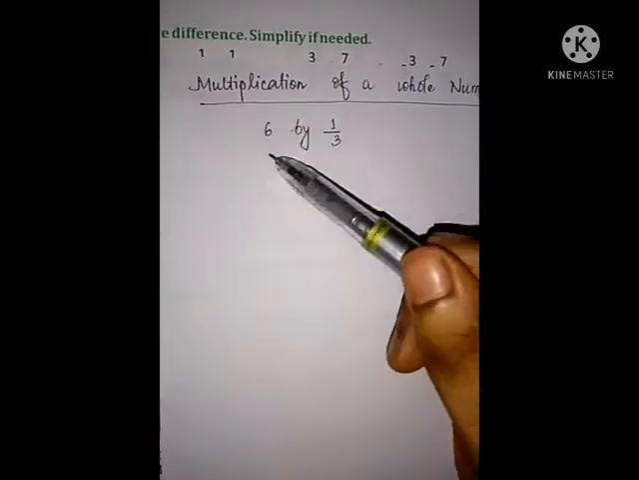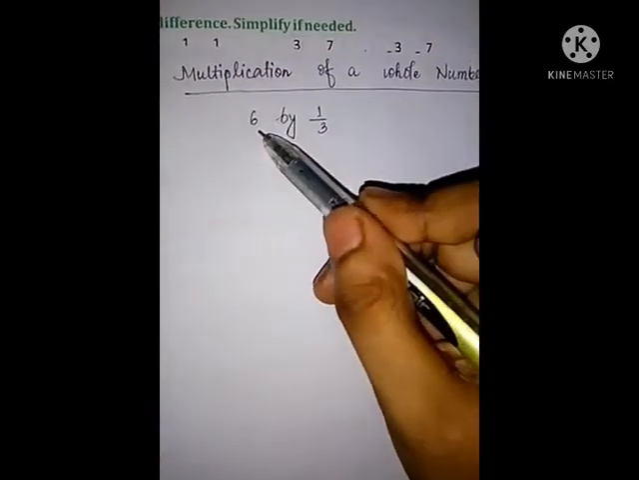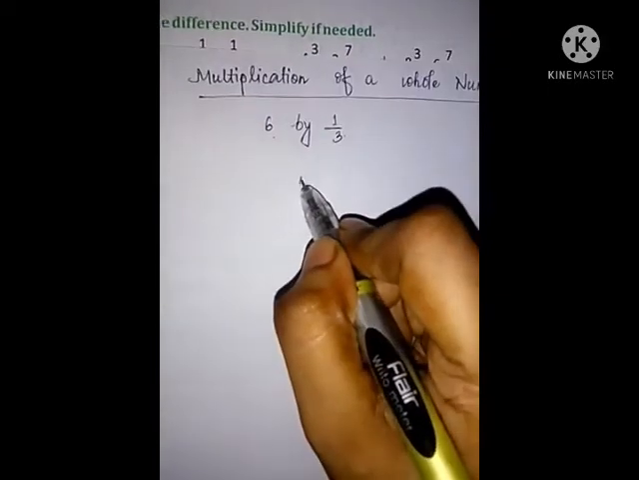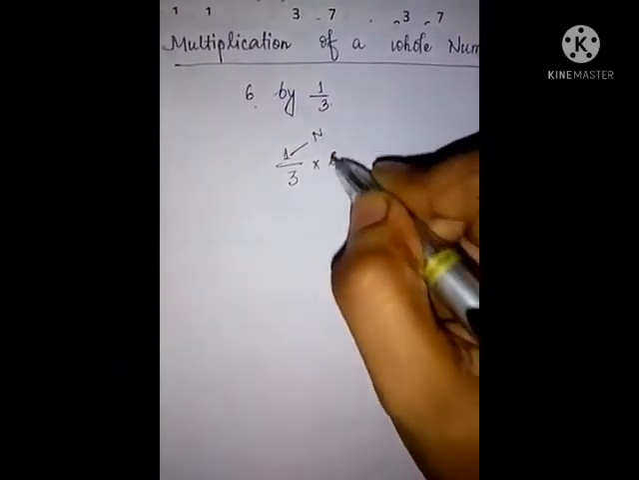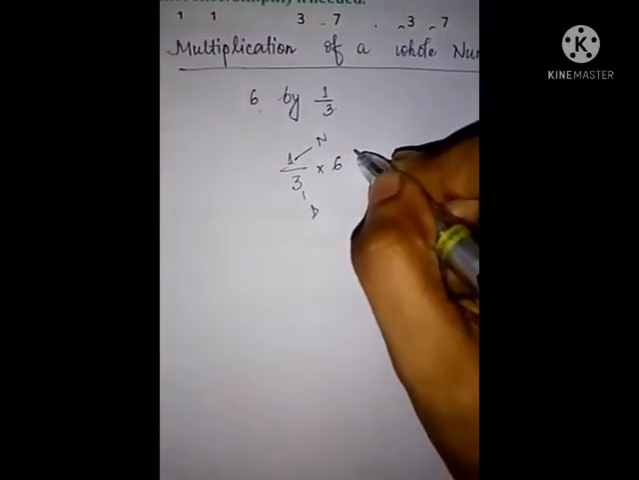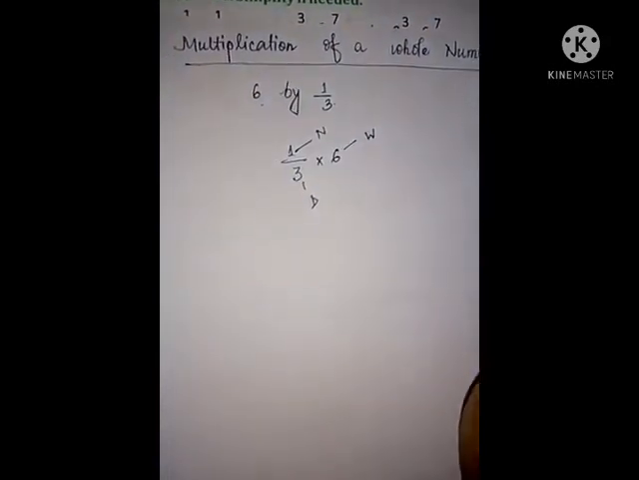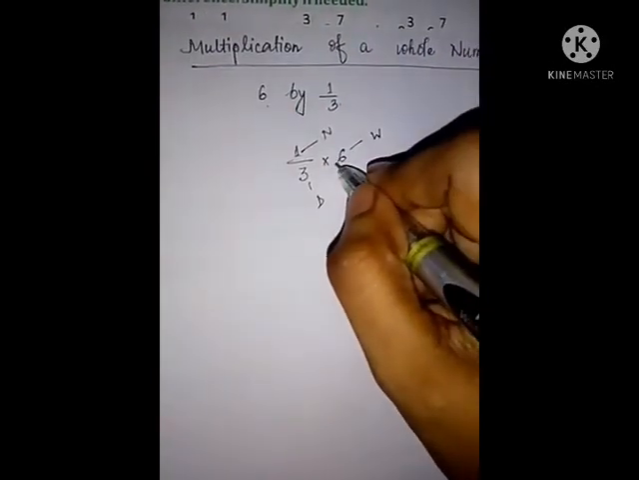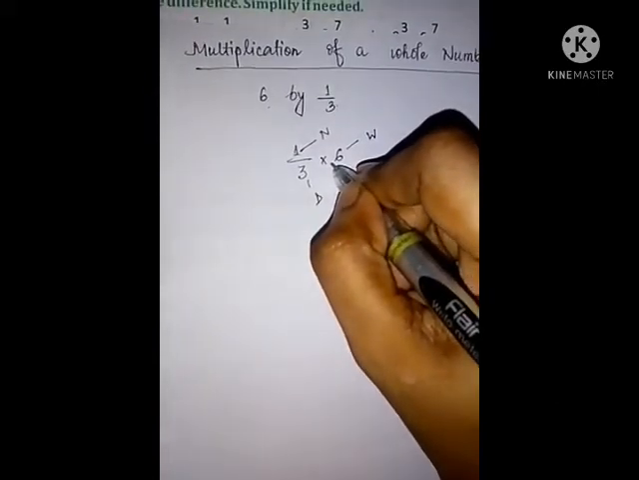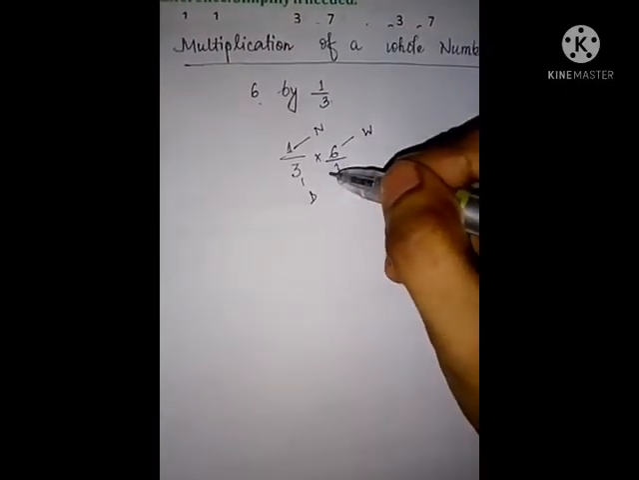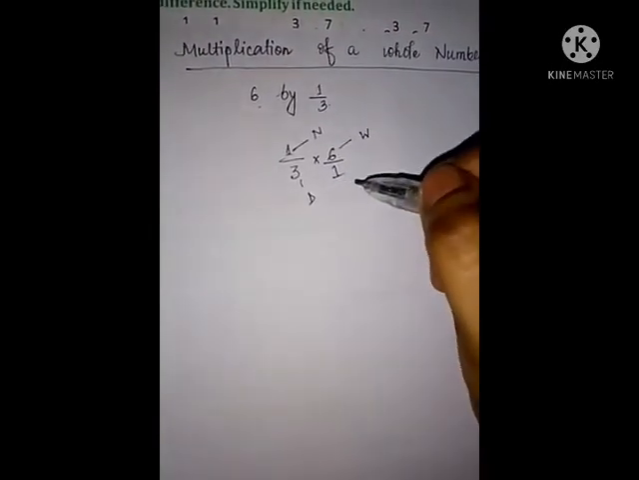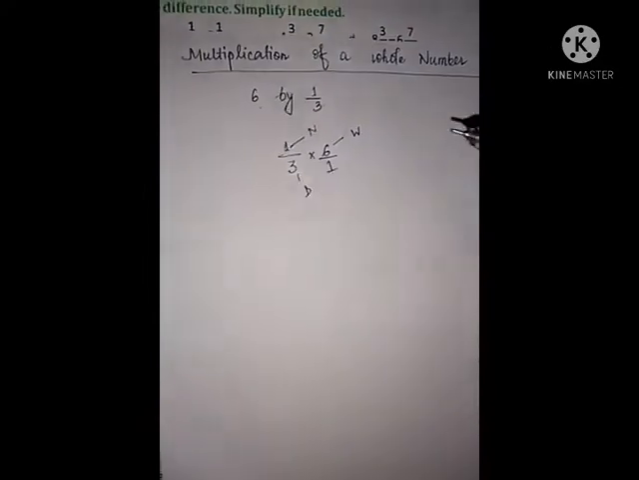I am going to take an example for better understanding. We have to multiply 6 by 1 by 3. This is a whole number, this is a fraction. Here this is the numerator, this is the denominator, and here this is the whole number. You have to remember that as the denominator of a whole number, 1 is always present. So doesn't it look like a fraction, right?